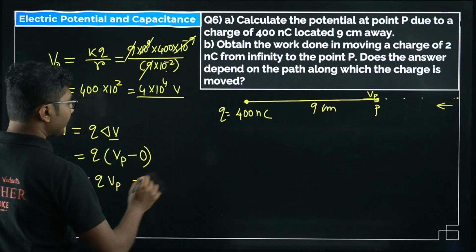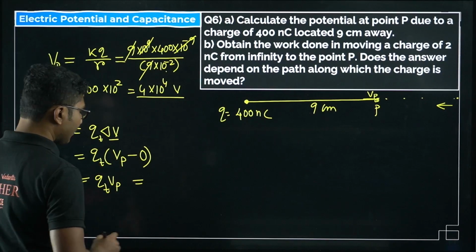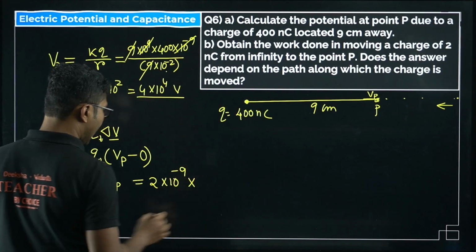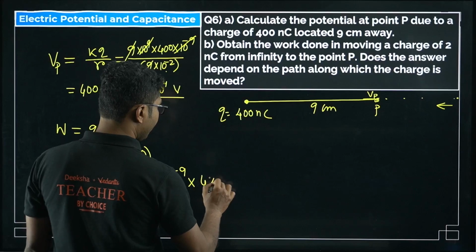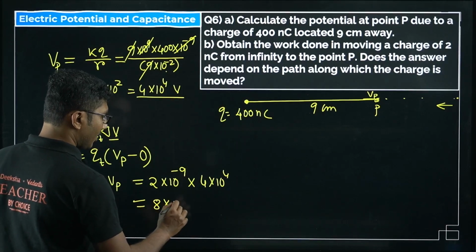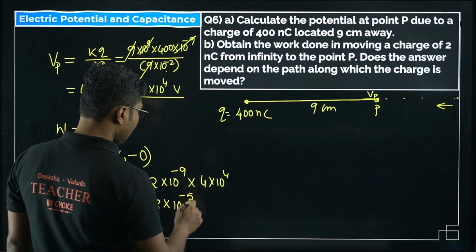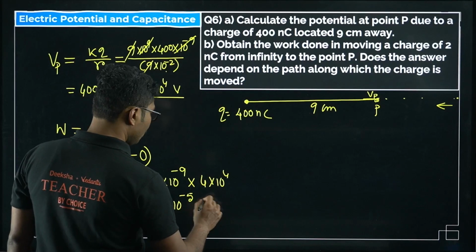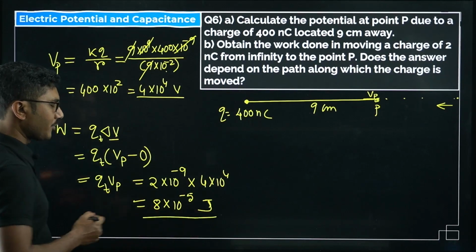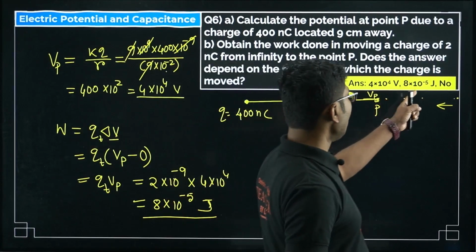What is Q? Say Q test charge. So let me just not confuse. Q test charge is 2 nanocoulomb, 2 into 10 to the power of minus 9, and Vp is 4 into 10 to the power of 4. That will be equal to 8 into 10 to the power of minus 5. So this is volt times coulomb, this will be joules. Remember that unit of work done will be joules. So this much work you have to do to bring the charge from infinity to that point. So 8 into 10 to the power of minus 5.